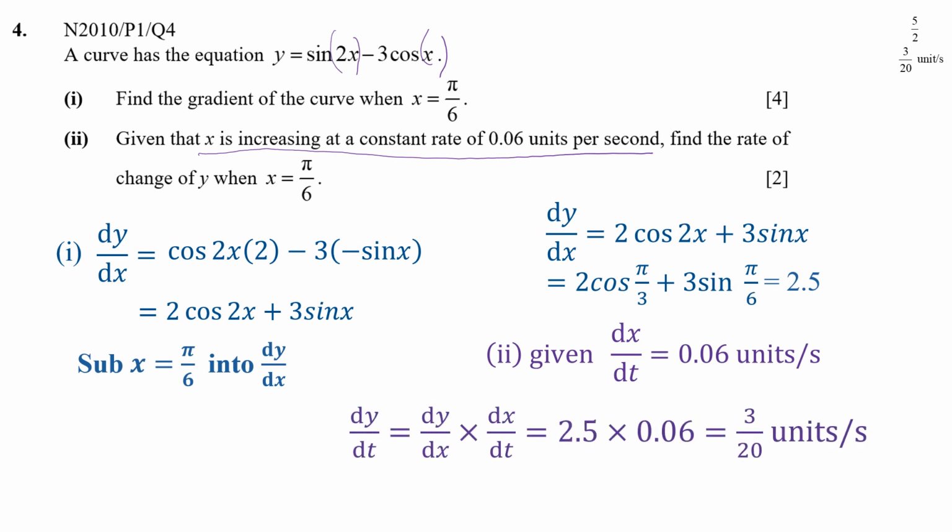So this is a connected rate of change. If you've forgotten how to do that, please go back to the previous video and revise. So we found dy over dx will be 2.5, times 0.06. So the rate of change for y will be 3 over 20 units per second. Okay, so answer the question asked. Always answer the question asked. Therefore, the rate of change of y is 3 over 20 units per second.